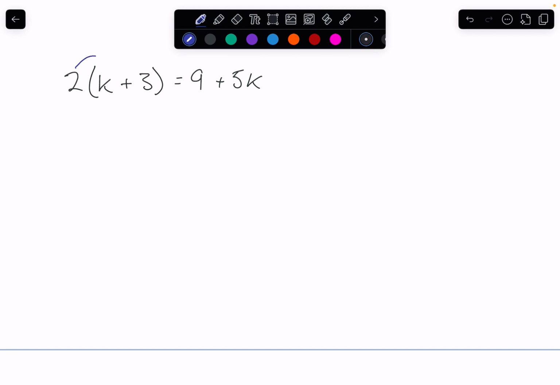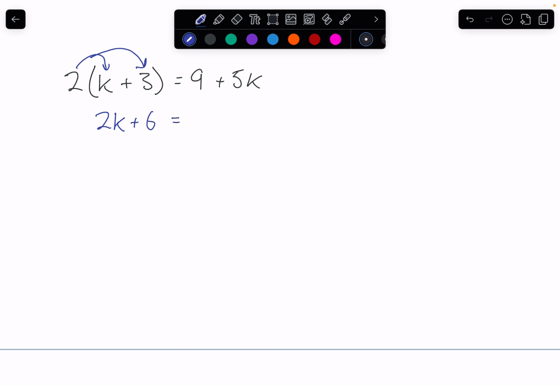We would distribute this 2 over all the terms inside the parentheses, right? Right now, this whole thing says we have k plus 3 2 times. So let's take it 2 times. Let's take 2 times k. That will give us just 2k. And then let's take 2 times 3, and that will just give us 6.